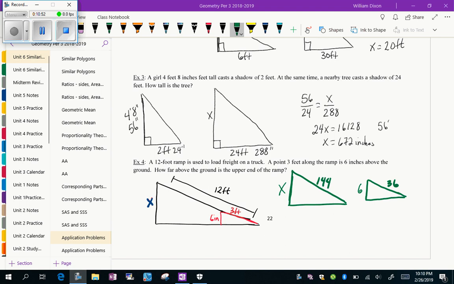So my proportion is going to be x over 6 equals 144 over 36. I'm going to cross multiply. I'm going to get 36x equals 864. And then I get x, when I divide both sides by 36, x equals 24. So that's 24 inches or 2 feet.